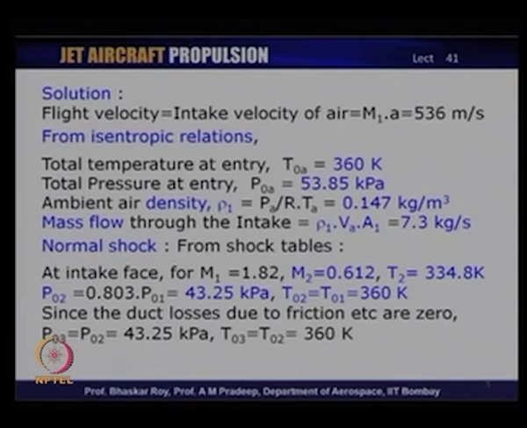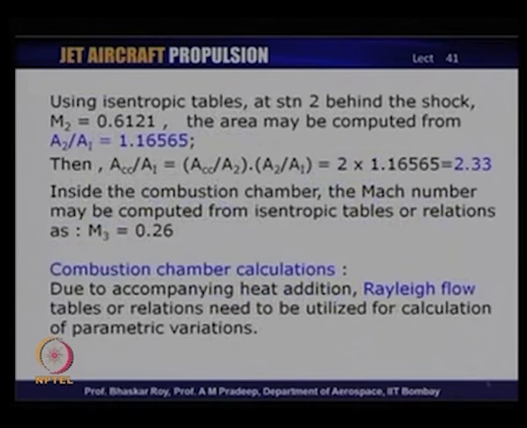Now, it is prescribed that the duct losses are to be completely ignored. So, there are no losses there, as a result of which P03 at the entry to the combustion zone would be equal to P02, and that would remain as 43.25 kilopascals. Temperature of course continues to remain same, since no work has been done and there is no heat transaction either. Hence, the temperature remains same as 360 K.